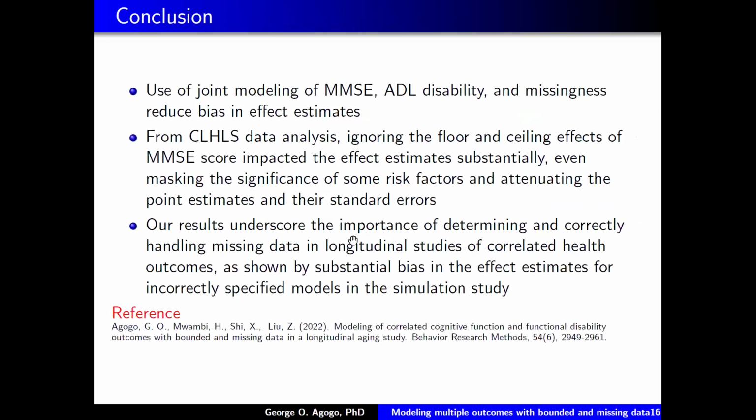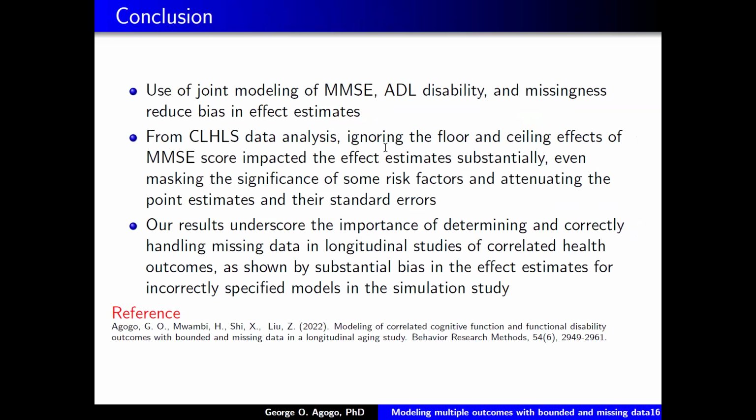So from this, we can say that the joint modeling of MMSE score for cognitive function, ADL disability for functional disability, and missingness reduces bias in the effect estimates of risk factors that is attributable to dropout or missing not at random. And that we saw from the simulation study.